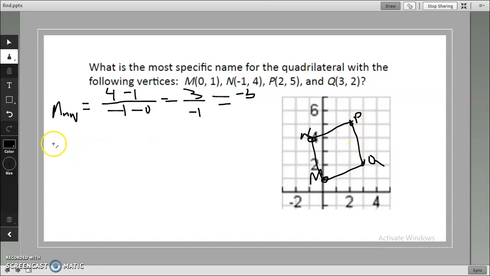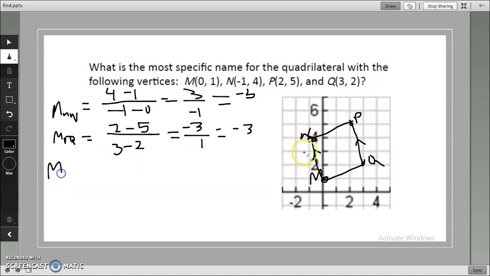Alright, let's do PQ. Q is my second point, so that's going to be 2 minus 5 over 3 minus 2, which is negative 3 over 1, which again is negative 3. So these two sides are parallel.